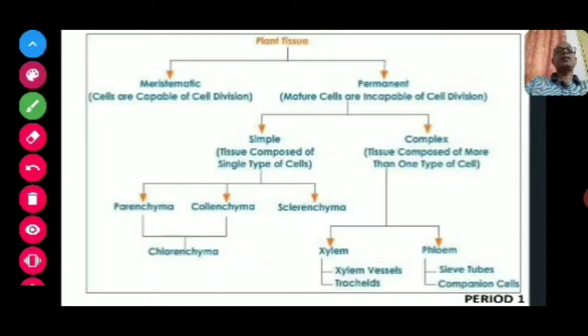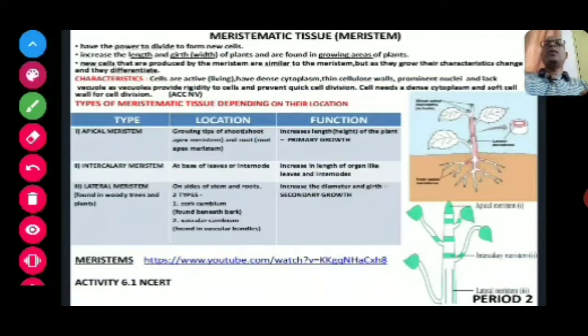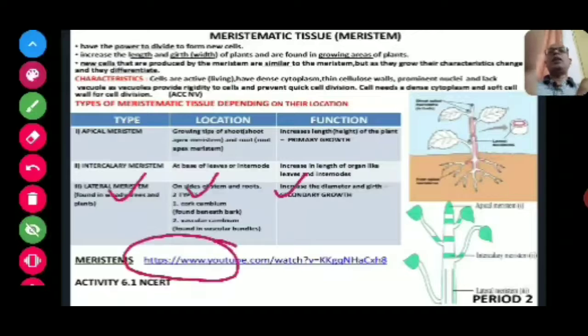So friends, let's start the topics one by one. First, the topic meristematic tissue. As all of you know, and as I have already stated earlier, the higher plants have multicellular bodies made up of various kinds of cells, and these cells work together to perform specific functions. These groups of cells are called tissues, and plant tissue may be primarily classified into two groups. First one is the meristematic tissue, another one is the permanent tissue.